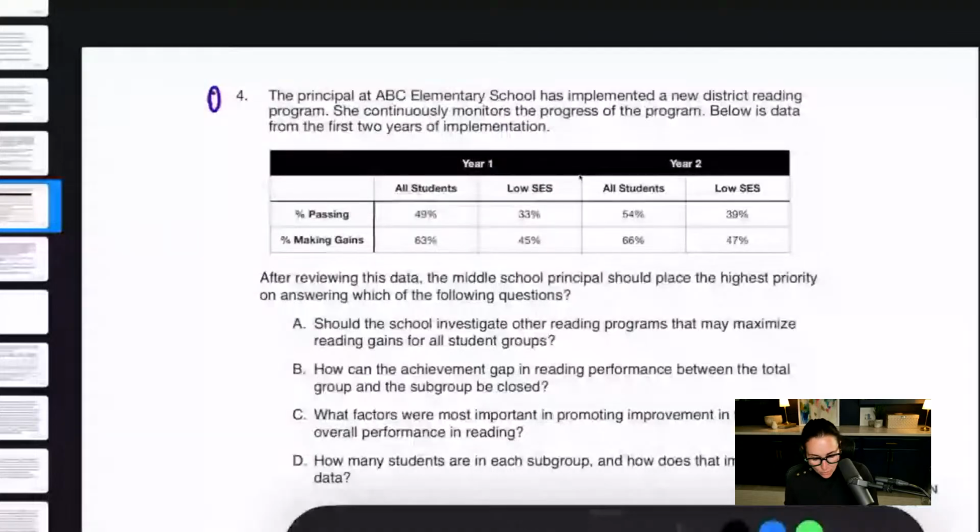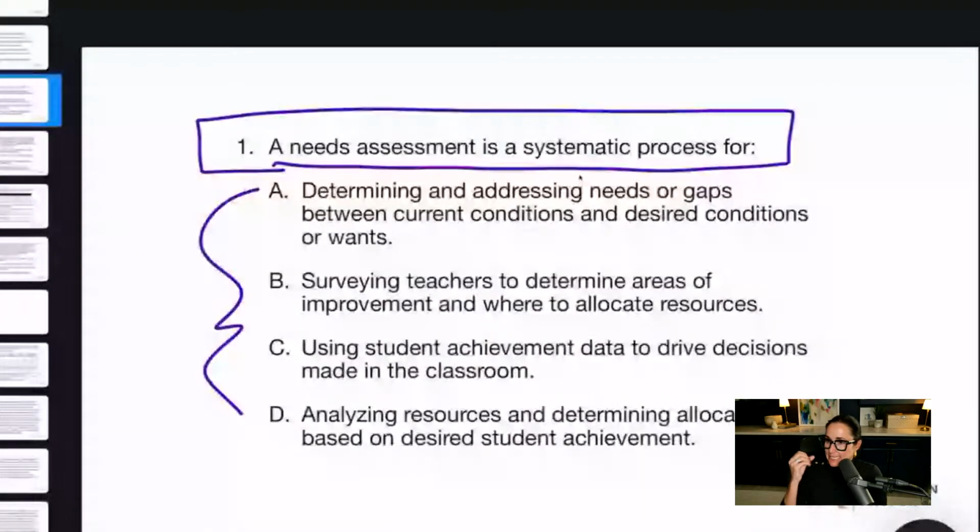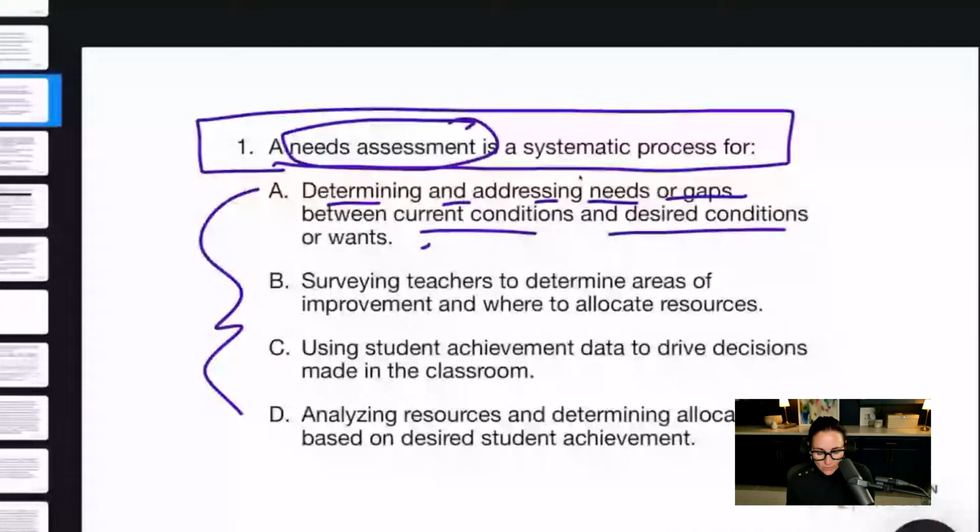Think like a test maker. Go into the answer choices and delete or get rid of anything that's bad. I call it bad words, and zero in on good words. The good words are from the test specifications. Let's have a look. Right now I can see this is a needs assessment. So A: determining and addressing needs or gaps between current conditions and desired conditions or wants.